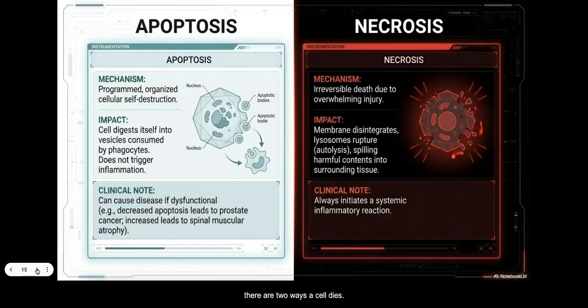There are two ways a cell dies. Apoptosis is programmed, organized self-destruction. The cell digests itself into vesicles and does not trigger inflammation. This is normal. Necrosis, however, is the irreversible death from overwhelming injury. Now, that is not normal. In necrosis, the membrane disintegrates and lysosomes rupture, spilling harmful contents into the surrounding tissues. And as always, it initiates a systematic inflammatory reaction.